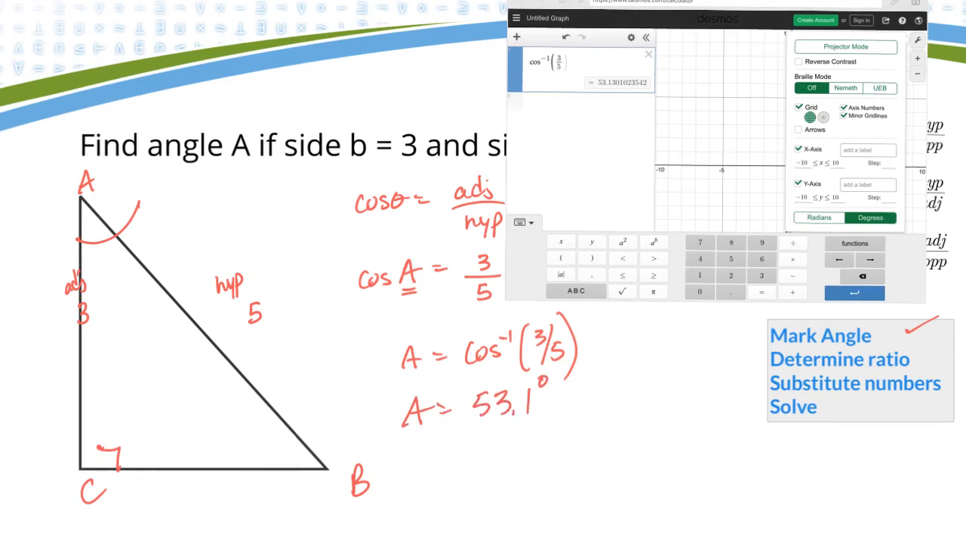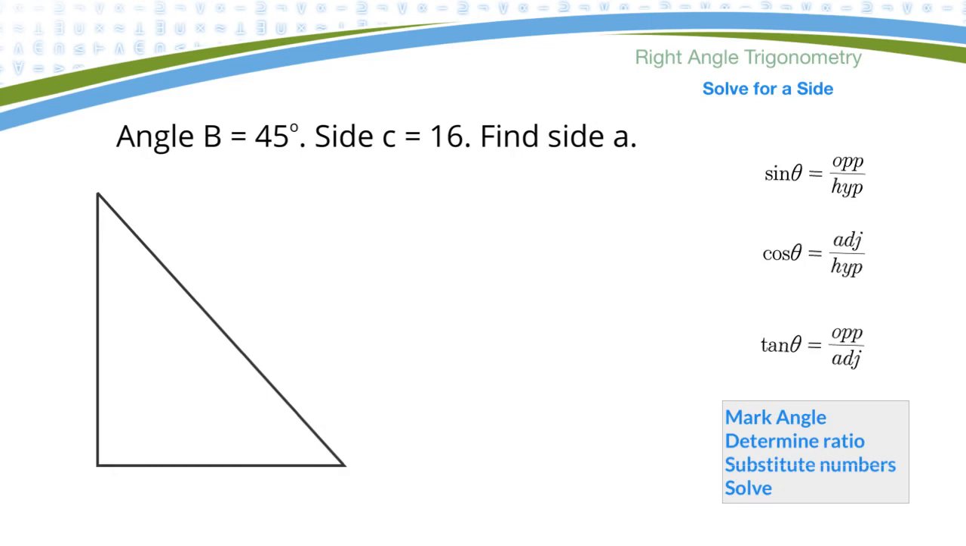Okay, now let's give an angle and a side and figure out a different side. So here I've got an example. Angle B is 45, so this one's 45 degrees. This one I know is 90. I could figure that top angle out pretty quick. But this is my angle B. This would be A and C. Side C is 16, and side A is this one.